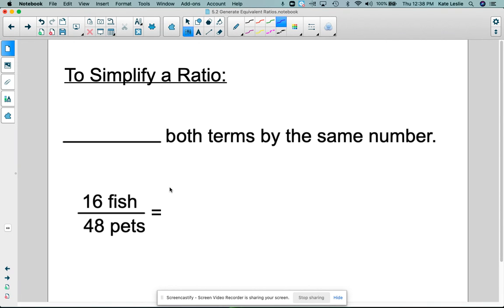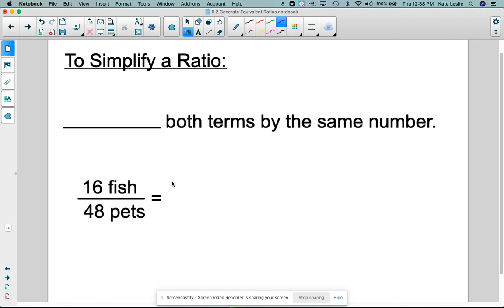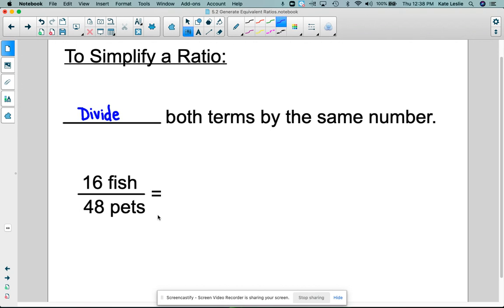So one of the things we talked about briefly recently is that you can actually simplify a ratio. And in order to simplify a ratio, that means that you have to divide both terms by the same number, which is very similar to simplifying a fraction. So in this case, if we're comparing 16 fish to 48 pets, you might be able to simplify. Some students might look at this and go, oh, I know that 8 goes into both of these. So if you divide the top and bottom part of the ratio by 8, you would find that you are comparing 2 fish to 6 pets.